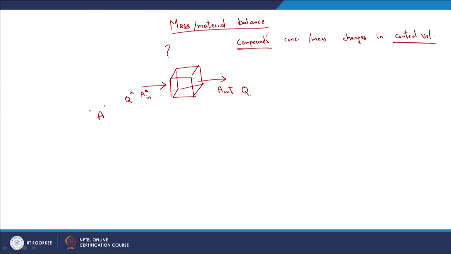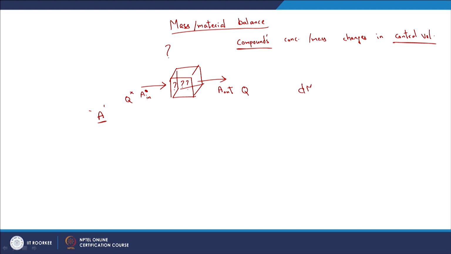So again we are going to try to apply this to microscopic scale systems, so that you can either apply it to microscopic scale systems itself, or extrapolate that to macroscopic systems. So what is it that we have here? I want to understand what's happening to the relevant compound inside this particular control volume, and my compound is compound A.